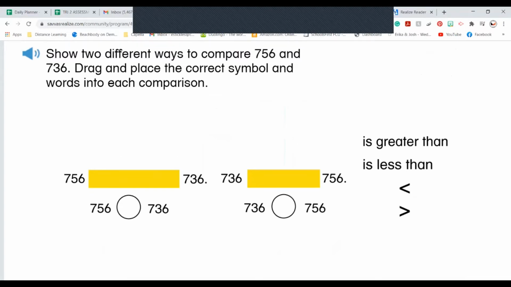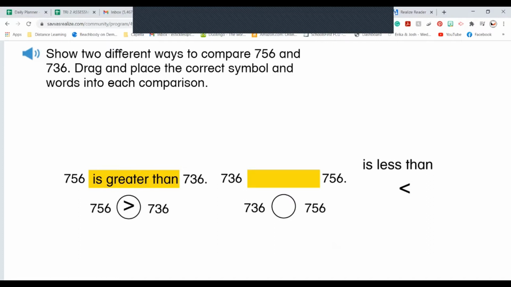We're going to show two different ways to compare 756 and 736. So we have 756 is something compared to 736. Well, we know that 756 is bigger, it's greater. So one way we could do it is we could say 756 is greater than 736. And to show that with our symbol, we would move this one over here, so that way the opening is pointing towards 756 because it is the bigger number.